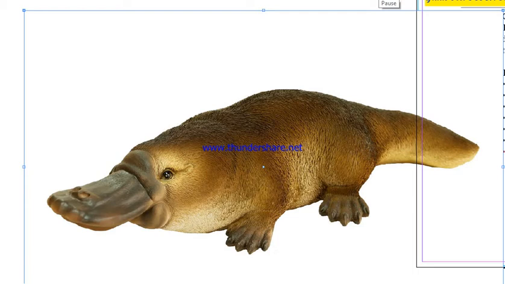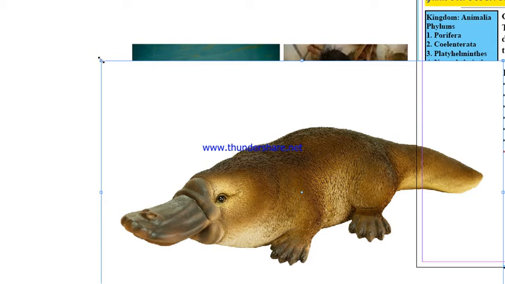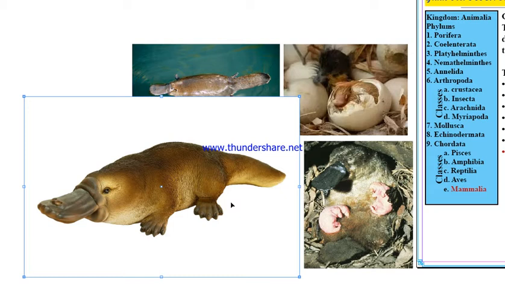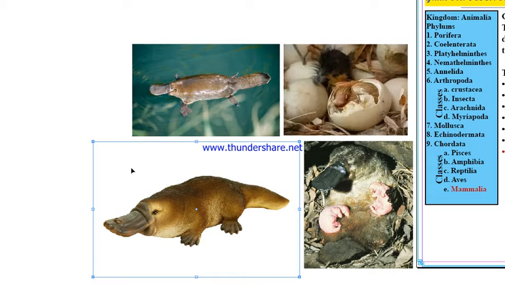This is a duck-billed platypus. It has some features common to reptiles, some features common to birds, and some features common to mammals. So the duck-billed platypus is considered the connecting link between reptiles and mammals. They prove that mammals developed from reptiles. That we'll study in our next lesson.